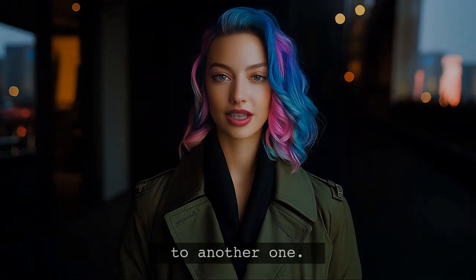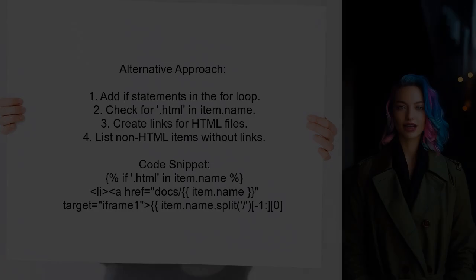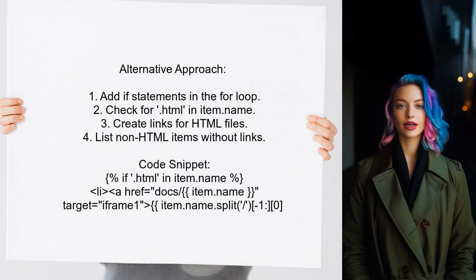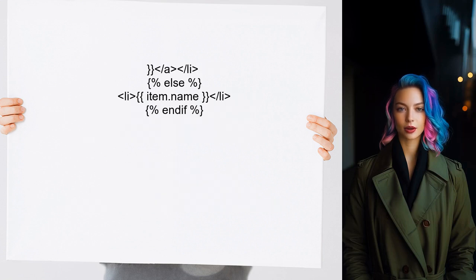Let's move on to another one. An alternative solution provided by another user suggests enhancing the original code with additional if statements in the for loop. This approach checks if the item name contains .html. If it does, it creates a link to that HTML file. If not, it simply lists the item name without a link.